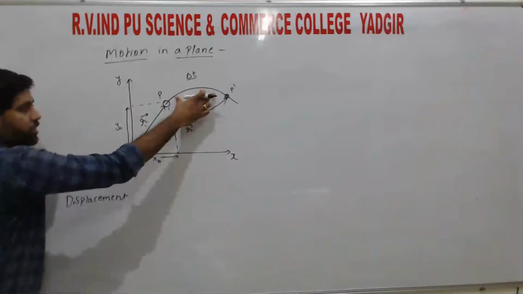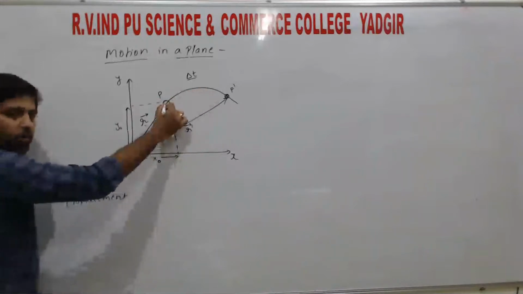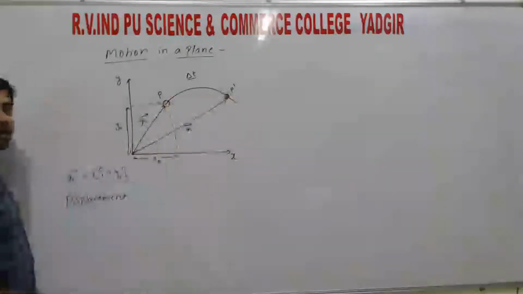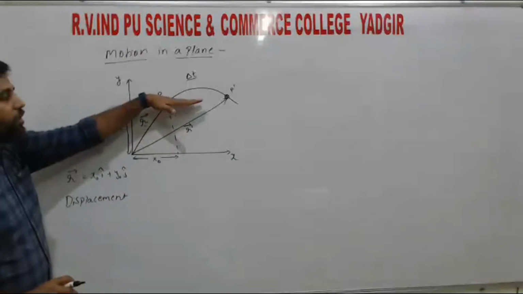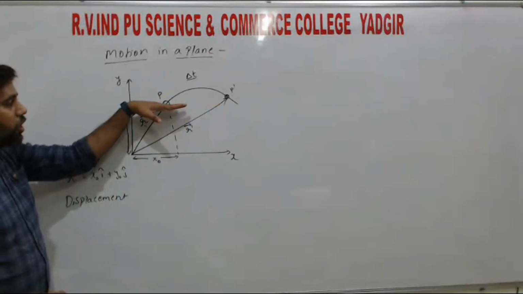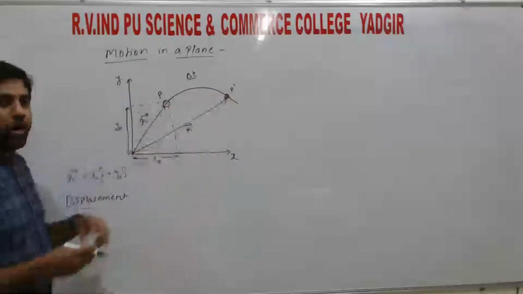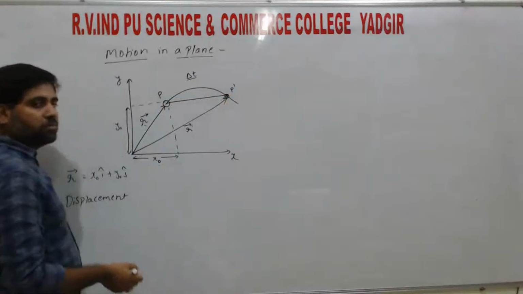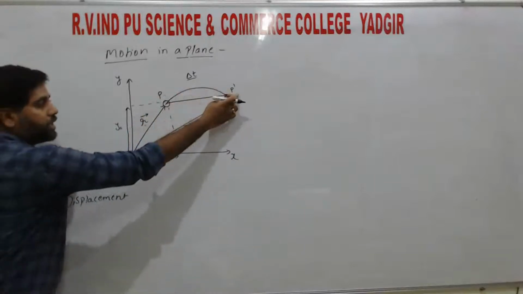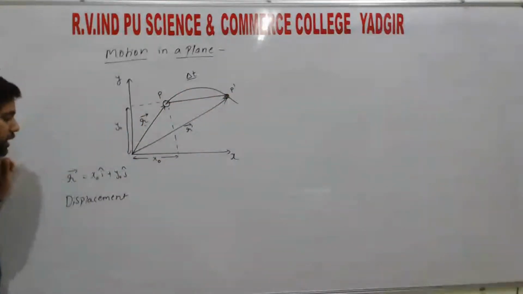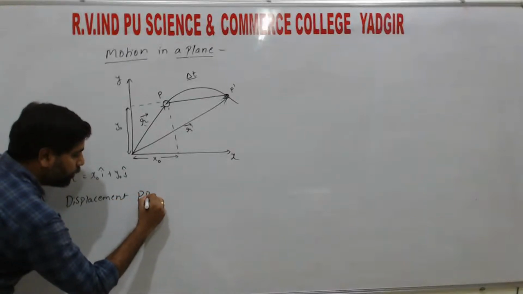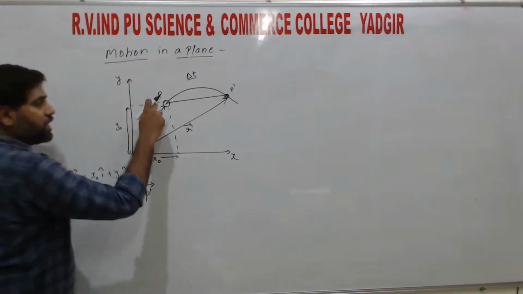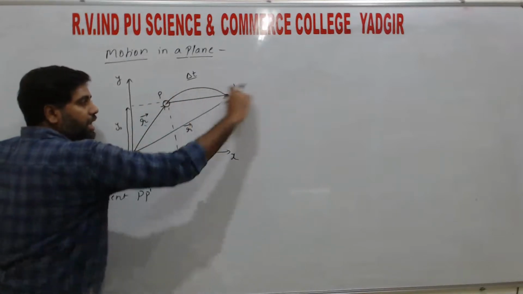Displacement is the shortest distance between the initial point and the final point. Always that distance is taken in a straight line, joining the two points. So the displacement becomes this one. So p p dash gives what? The displacement vector. That is a vector, so in which direction will we take it? In the direction of motion.